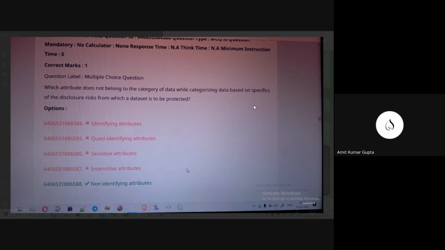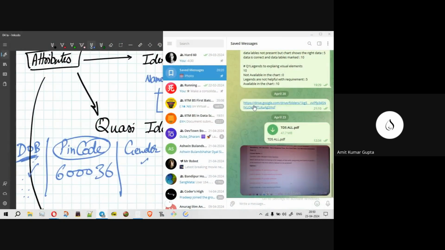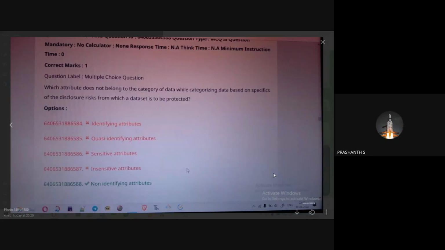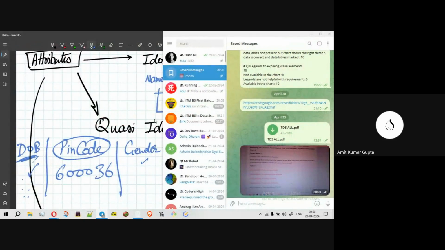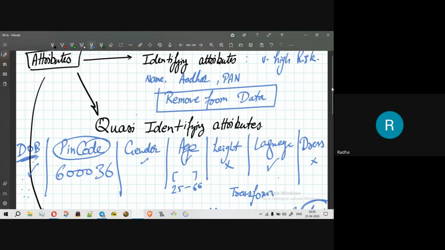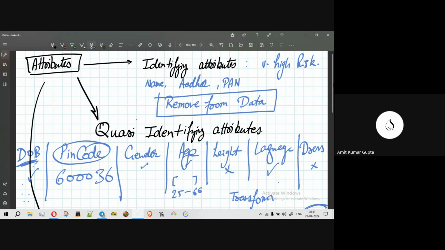So, I hope you guys made some notes. What does identifying attribute mean? The example is the first one, name. An identifying attribute is one which identifies the person. Just one attribute is sufficient to pinpoint you.